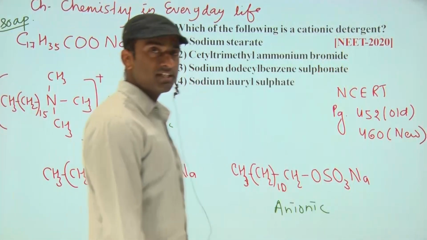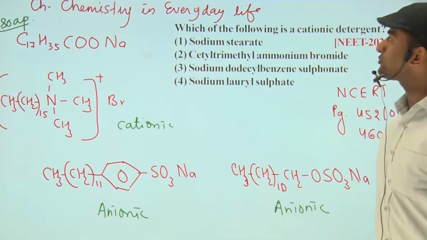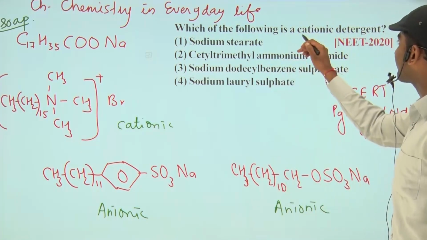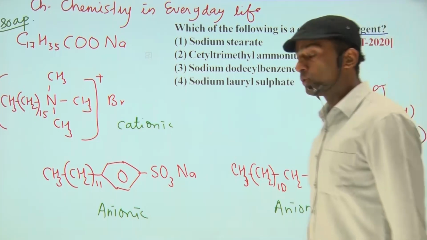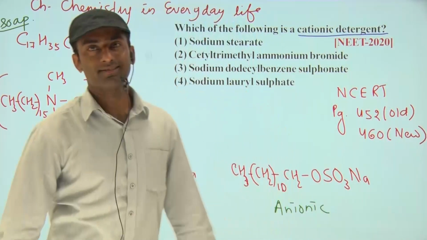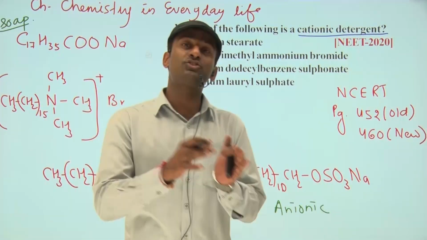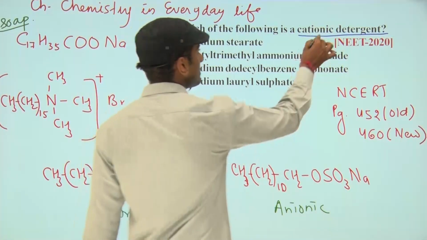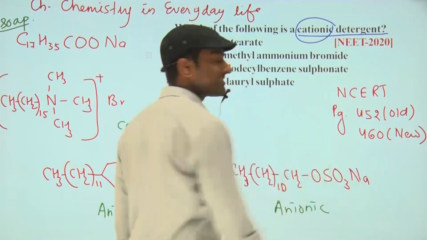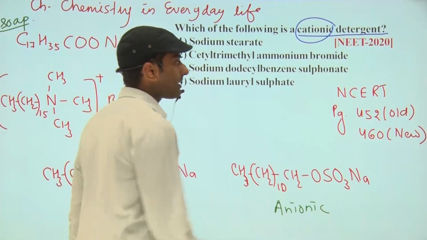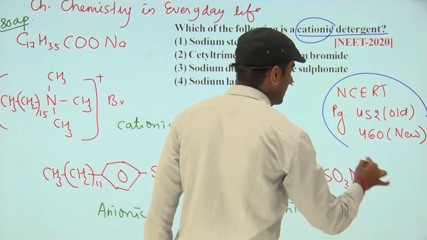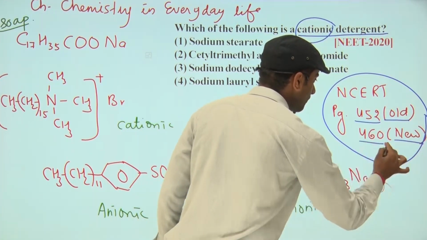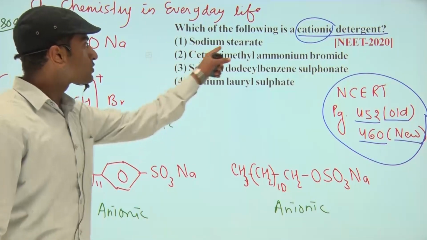Clear? This question is taken from the chapter Chemistry in Everyday Life, and the question is asking which of the following is a cationic detergent. Those detergents are considered cationic detergents in which the carbon chain is bonded to the positive part. Cation means the positive part of that detergent. And this question is taken from NCERT, as far as the page number is concerned, old NCERT 452 and new NCERT 460. First option, sodium stearate.